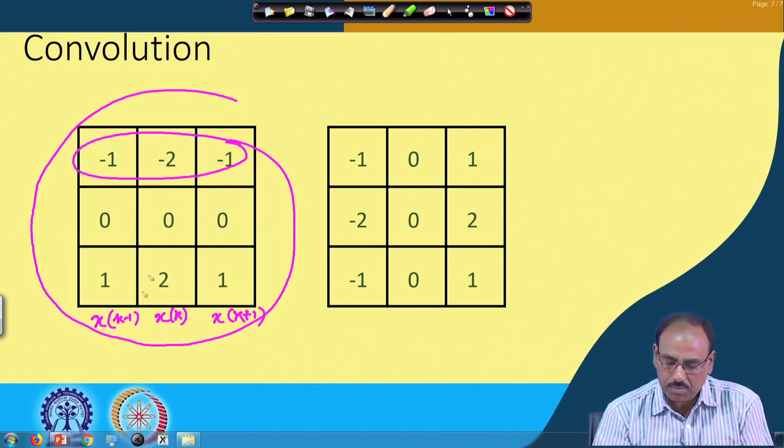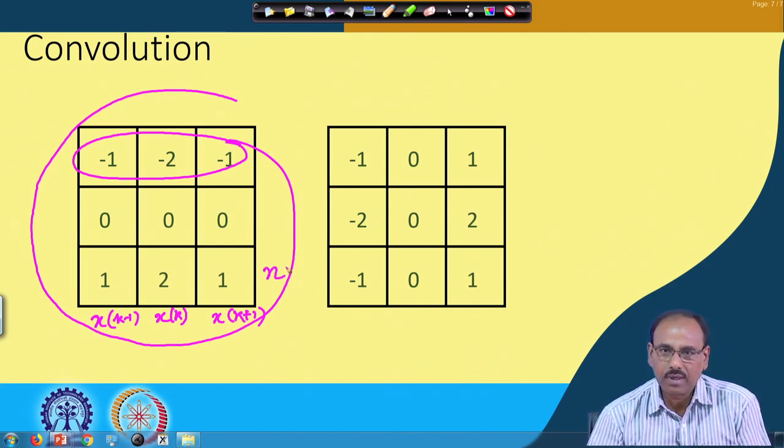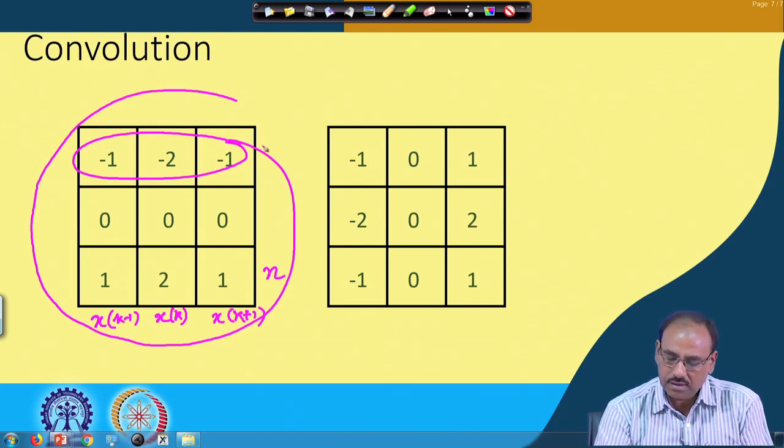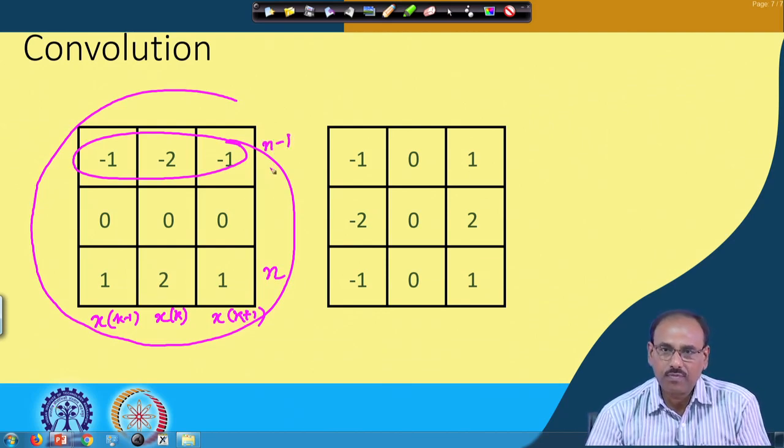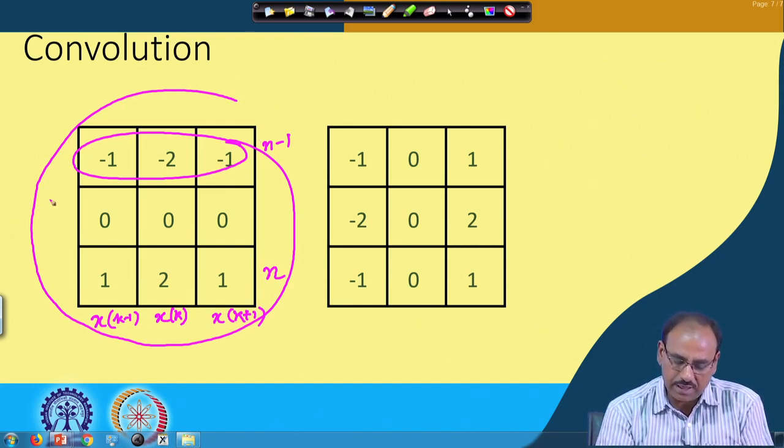That means this operator gives you the difference of the weighted sum of the pixels belonging to, say, this nth row and this n minus first row. So it gives you the difference of the weighted sum of these 3 pixels in the nth row and these 3 pixels in the n minus first row, or effectively a derivative in the vertical direction.